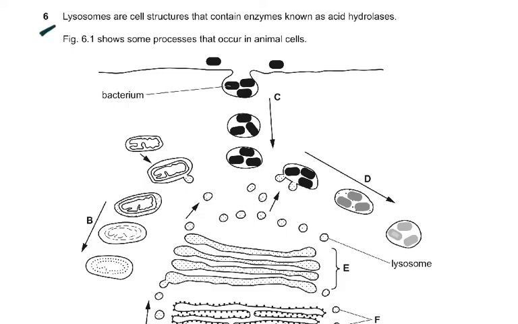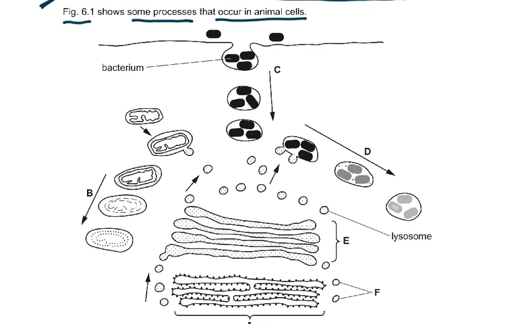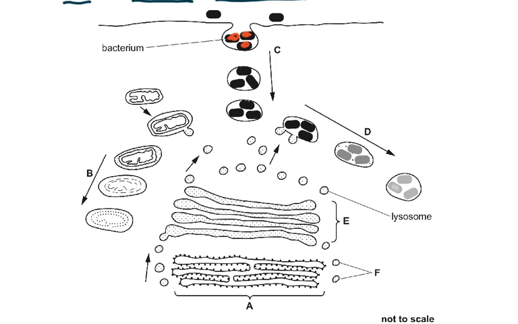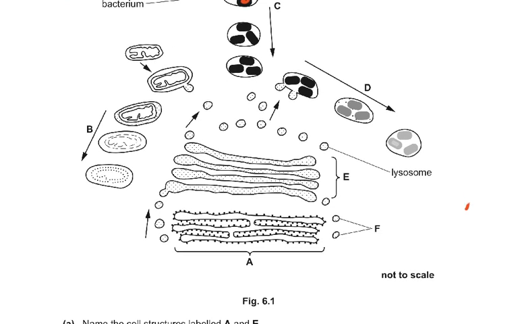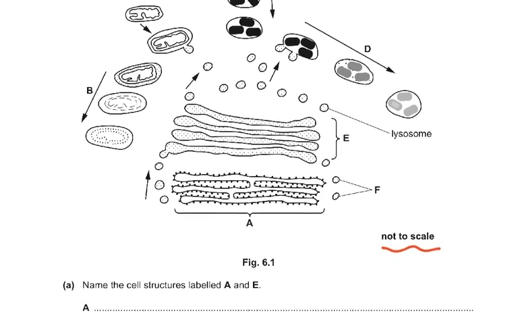Now coming to the last question: lysosomes are cell structures that contain enzymes known as acid hydrolases. Figure 6.1 shows some processes that occur in animal cells. Now let's look at it. There's a bacterium which they have labeled. Then you see C, and then you see D. You see the bacteria being taken up, and then you see something happening at B and D, and then they've labeled lysosome, and then E, and then F. They've said not to scale, so things have been drawn not in the right scale.